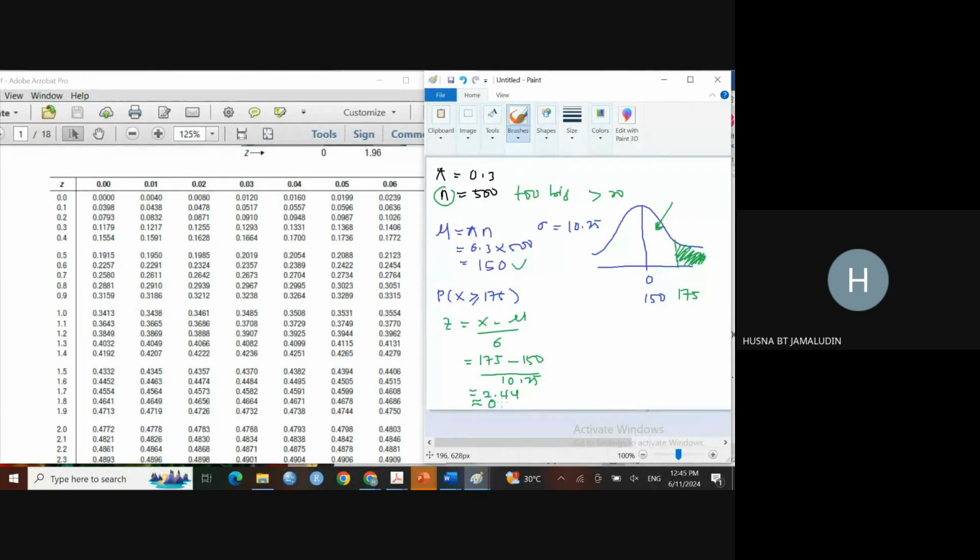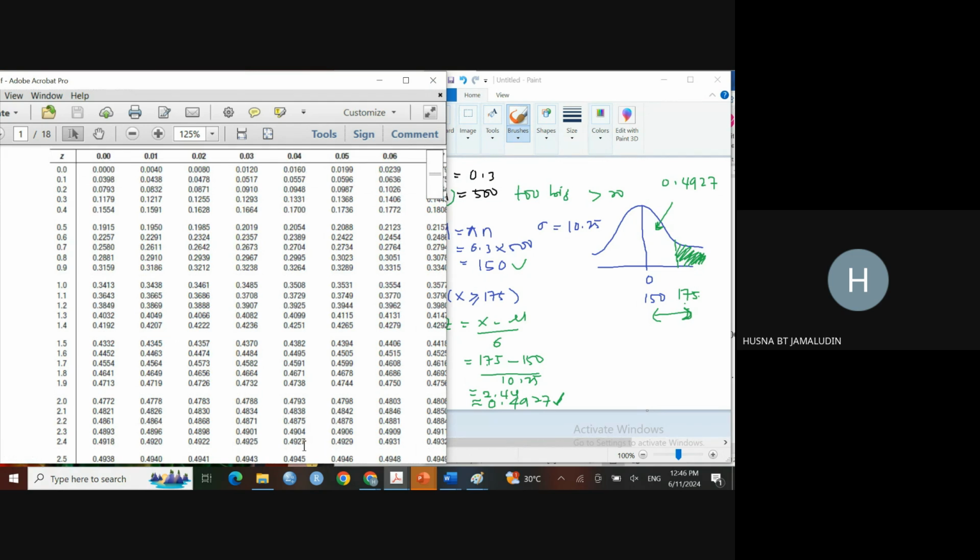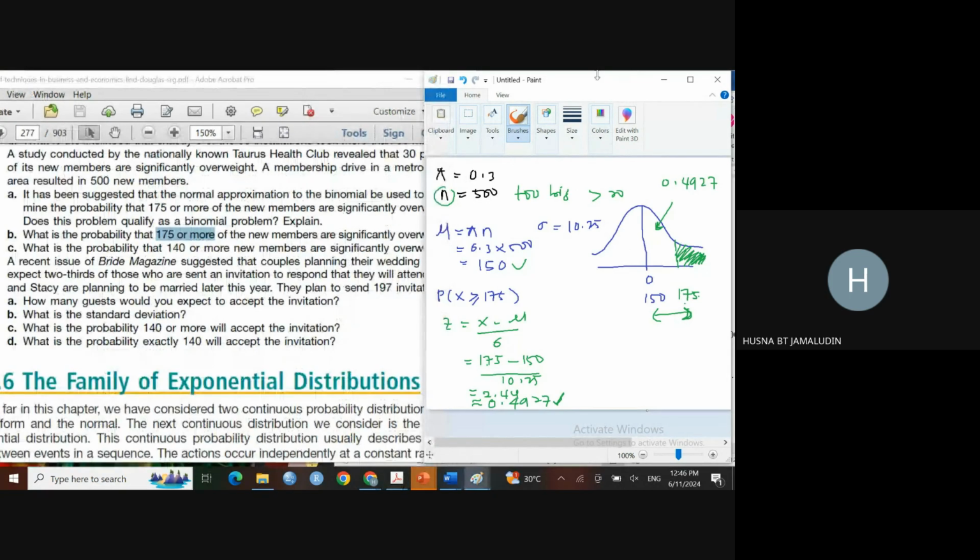You will get 0.4927. Okay, so the probability that you have found here is actually from your x, 175, to 150. If you look at the formula, x minus mu, so your x is 175 minus 150. So this is the area, which is 0.4927. Let me double check 2.4 and then 49. Okay, that's right. Now this is not the answer yet because the question asks you more than 175.